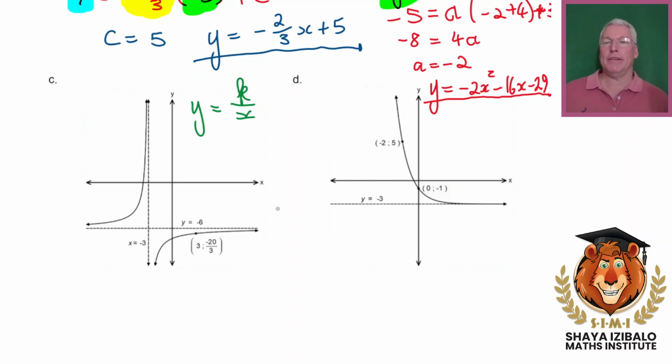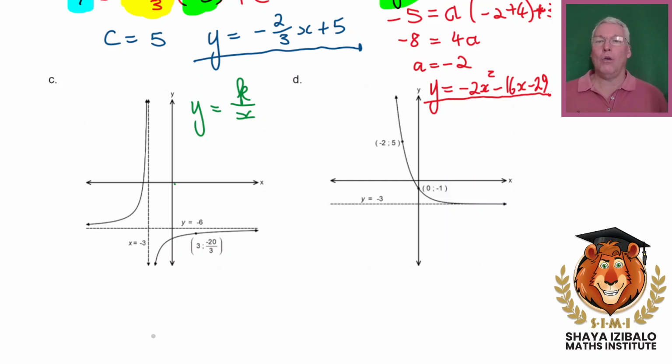We expect it to be negative. We don't need to worry about that. That will all come out in the wash. This hyperbola has moved. How do we know it's moved? We know it's moved because the asymptotes are not on the axes. It's moved, in fact, 3 to the left and 6 down.